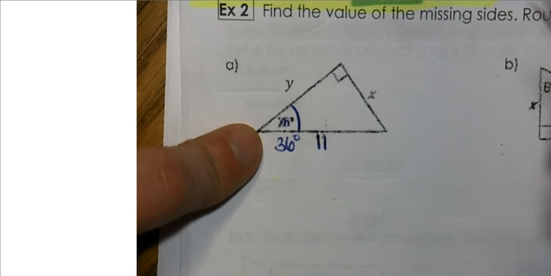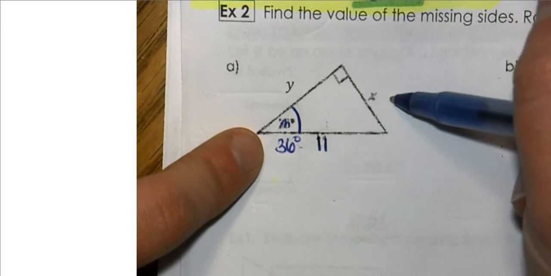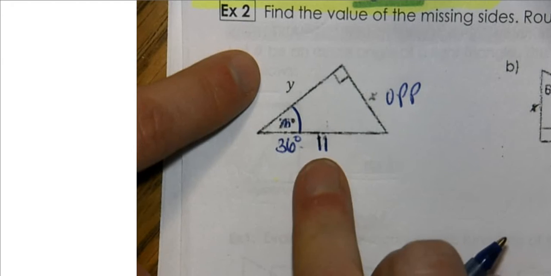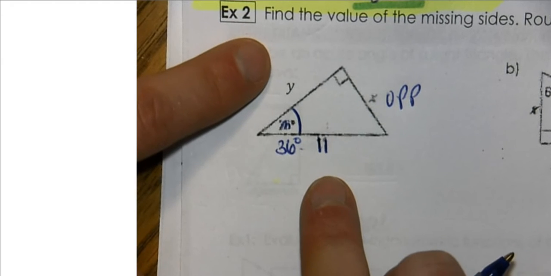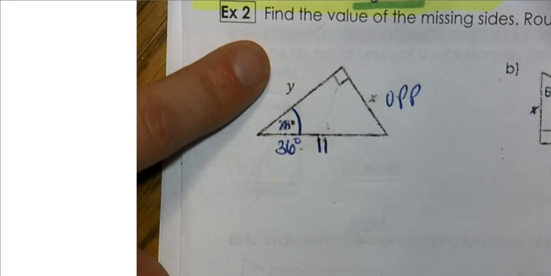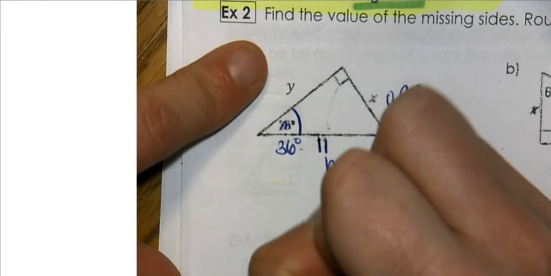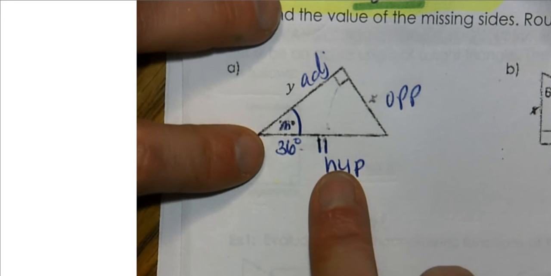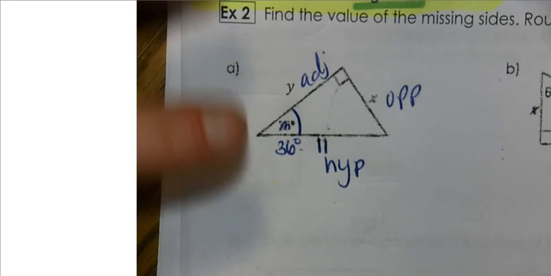With respect to 36 degrees, X is across from it, making it the opposite. For Y and 11, we have to make a decision about which one's the adjacent and which one's the hypotenuse. Since 11 is across from the right angle, that makes it the hypotenuse and Y is the adjacent. So I want to find the opposite, and I am given the hypotenuse. So, O and H, I'm going to be working with sine.